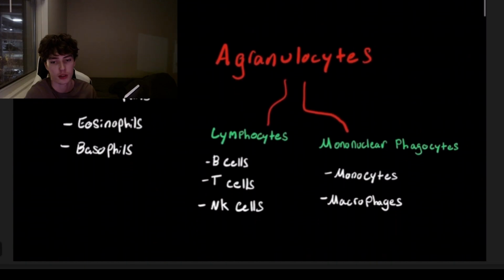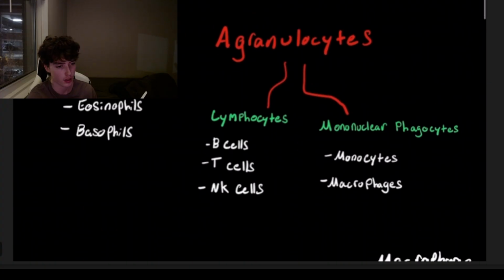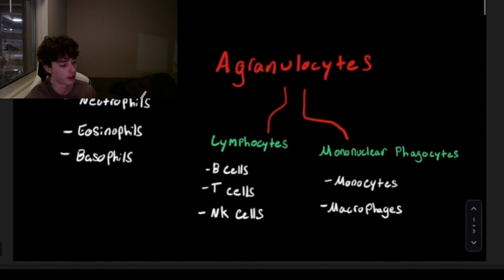Next up, we have basophils. Basophils appear dark blue or purple under a microscope. These are actually responsible for releasing heparin and histamine during inflammation, when you're fighting off an infection and stuff like that. So they are releasing histamine, heparin. So very important. Next up, we have agranulocytes.